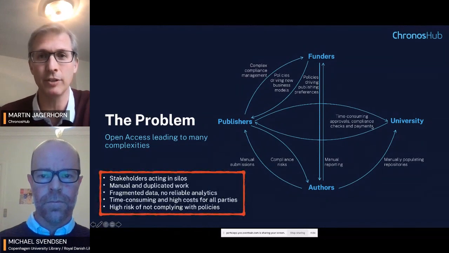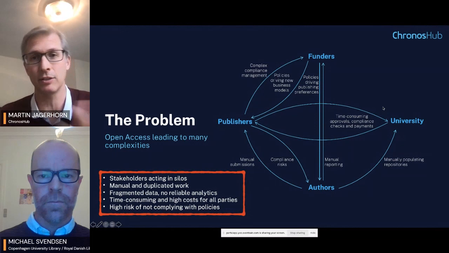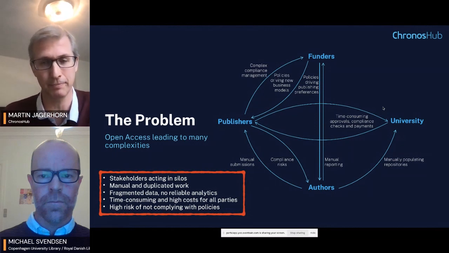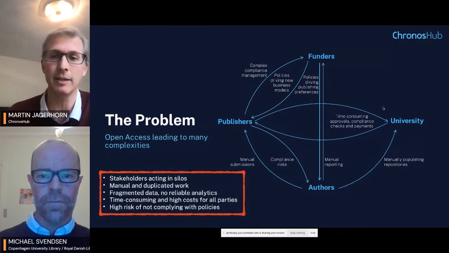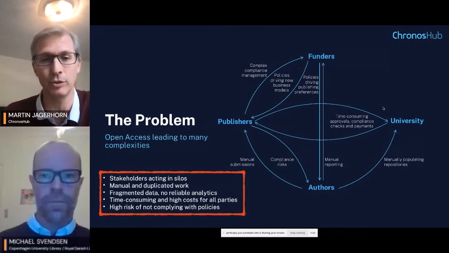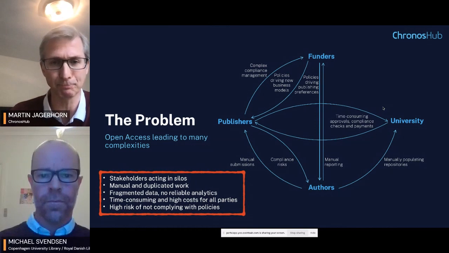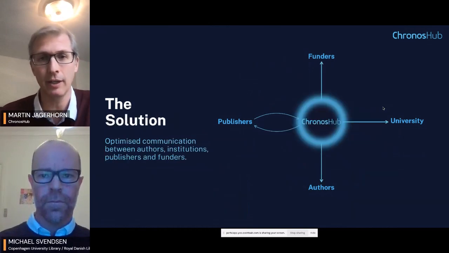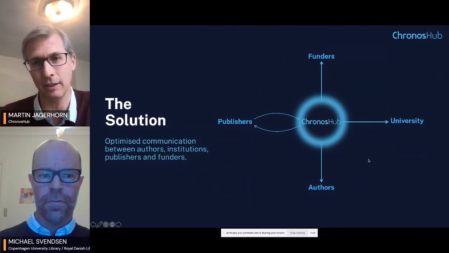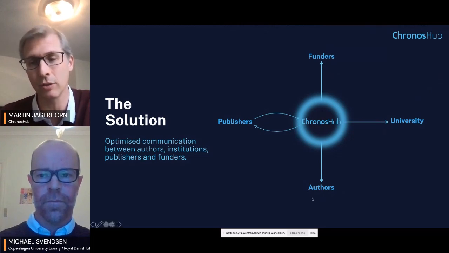So we have a lot of different systems, but the problem is, as you know, that these systems are not communicating very well with each other. And this means that we have a lot of manual and duplicated work, putting the same data over and over again into different systems. That makes the data fragmented and impossible to use for reliable analytics. So it's really time consuming and high cost for all parties. So what we try to achieve is to really facilitate the communication between these different stakeholder groups with the primary purpose of unburdening the authors, but of course also unburdening university administrators, managers, and the like.